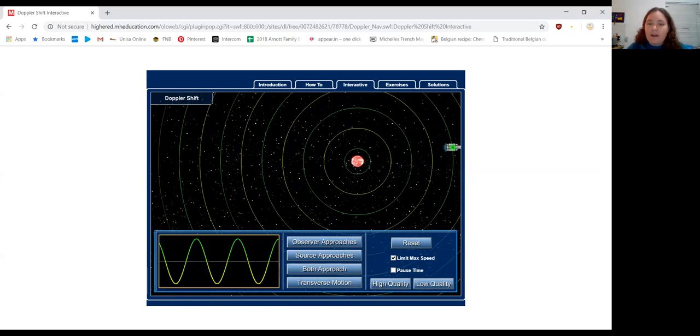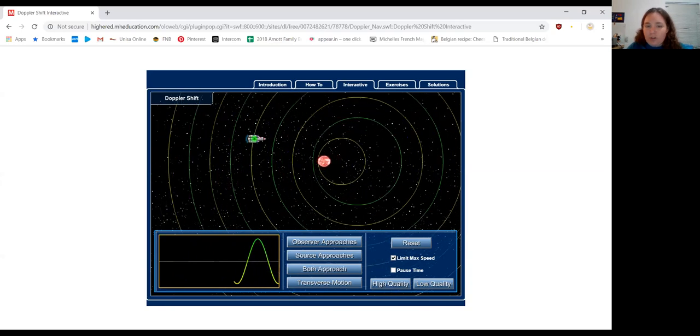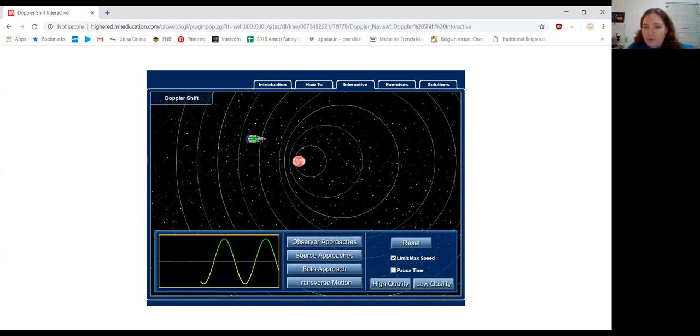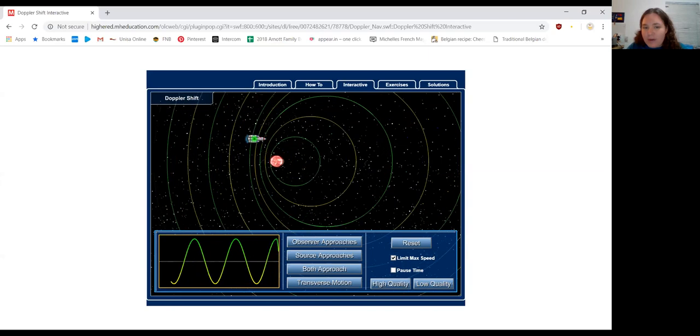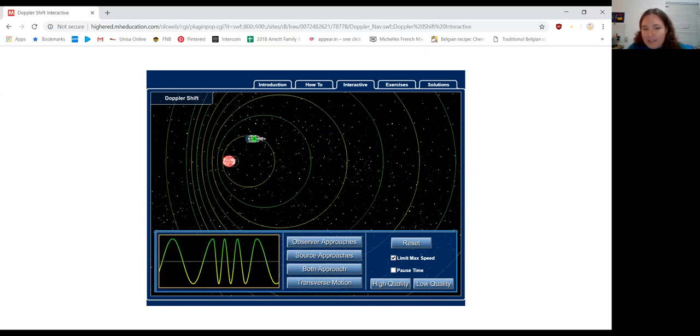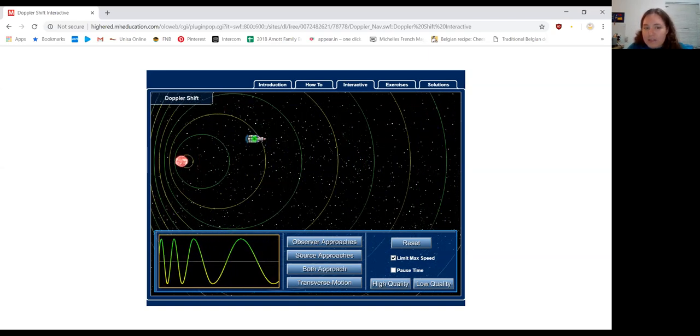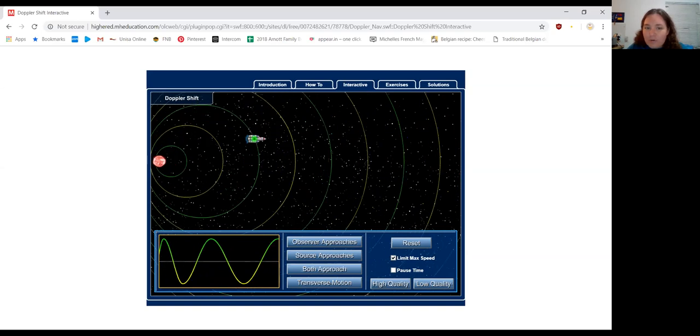All right. Now I'm going to do a new setup where the source will approach the observer. You can see what I was talking about earlier with the waves being created and how they bunch up in front and become less behind. Here you can see how the frequency changes. It was a high frequency there, now it's a low frequency.